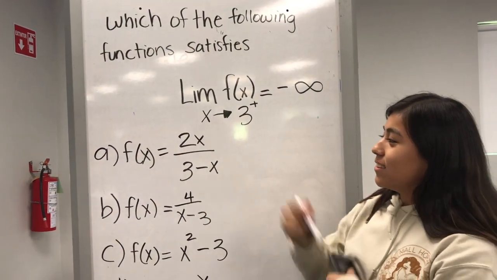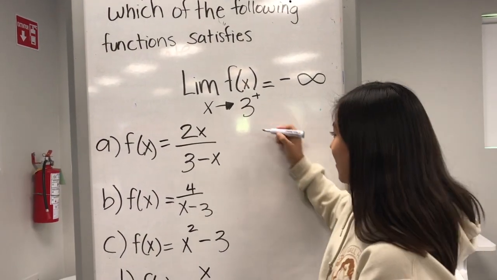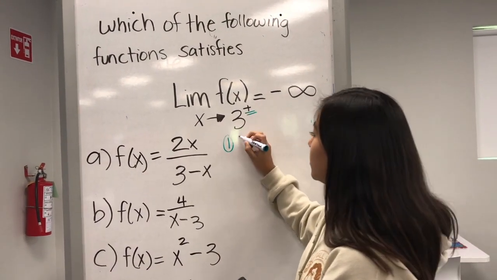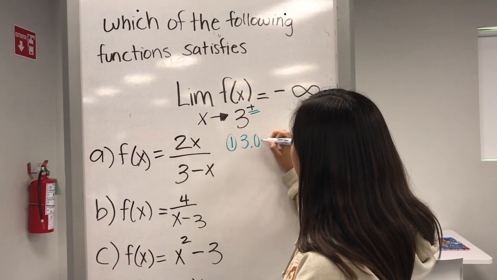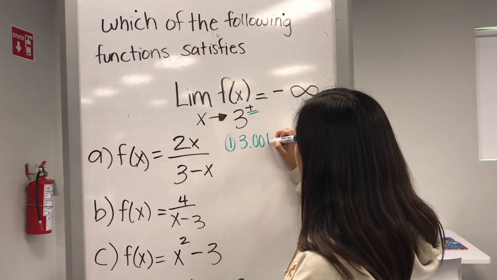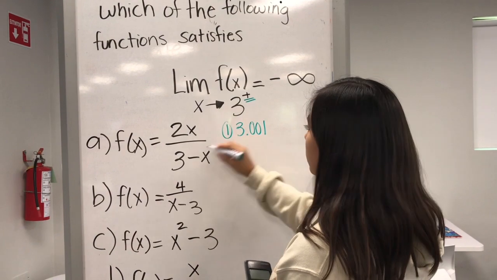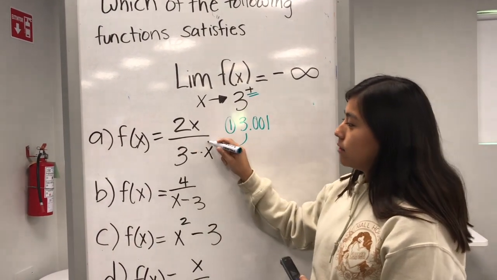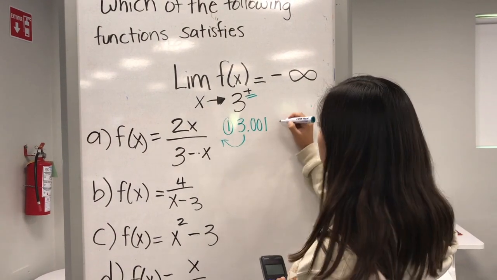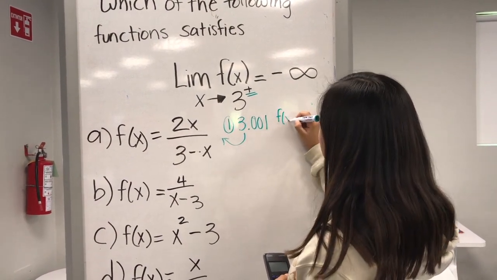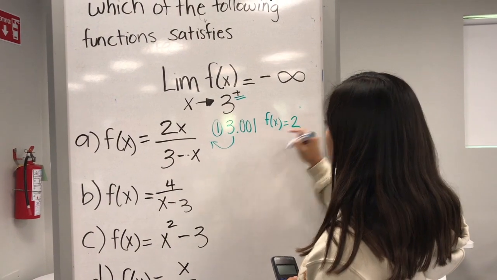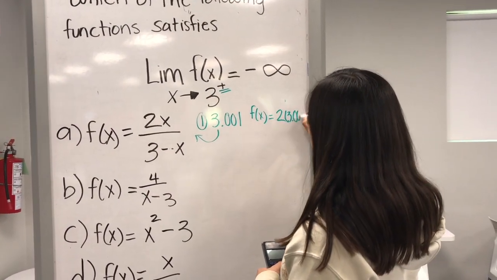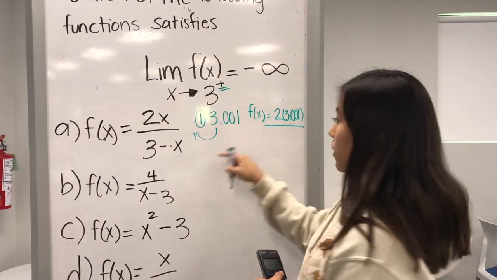We'll start with the first function, which is f of x equals 2x over 3 minus x. The main function tells us that x is approaching 3 from the right, since it is positive. So we're going to put 3.001, since it is to the right of the number 3. Now, 3.001 is going to be our x, so we're going to substitute 3.001 in the x's of the function.